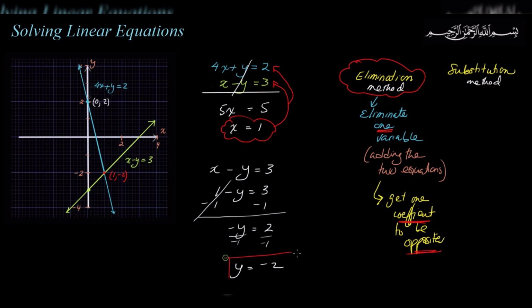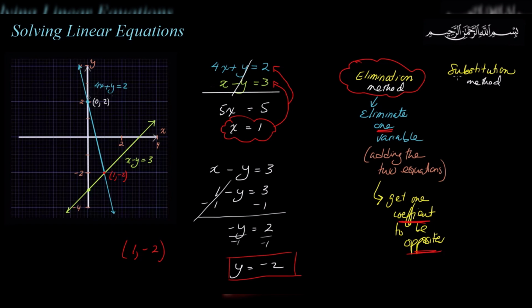So we have solved this equation using the elimination method. So now we have x is 1, y is -2. So the ordered pair 1 and -2 is the ordered pair that satisfies both of these equations. Okay, we got that? Okay.